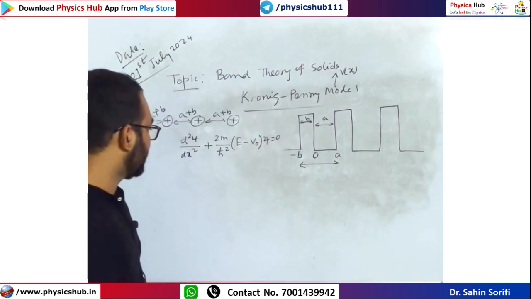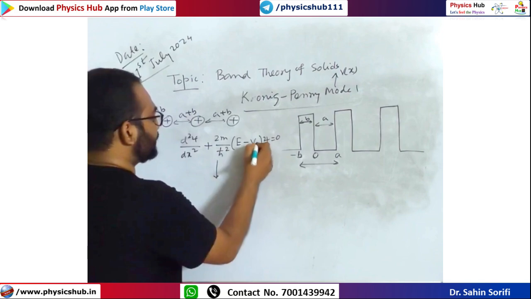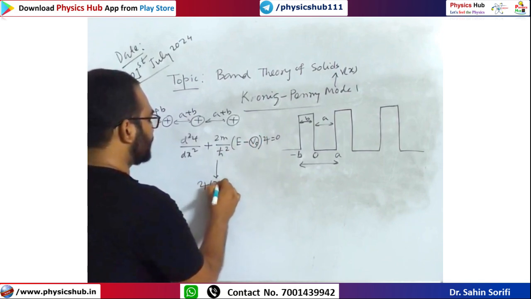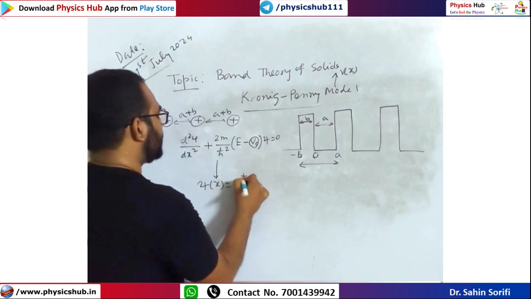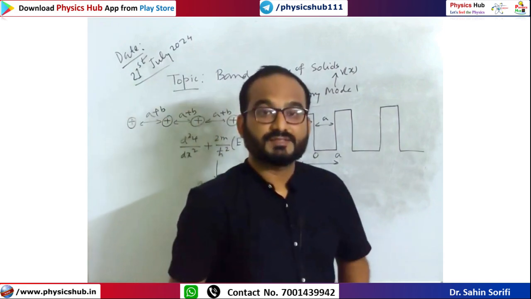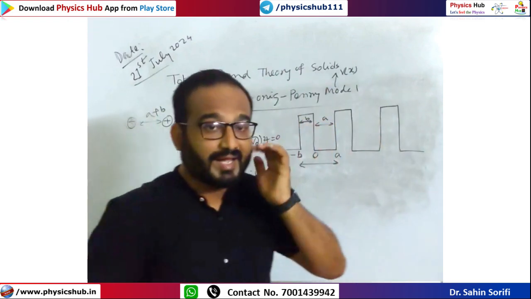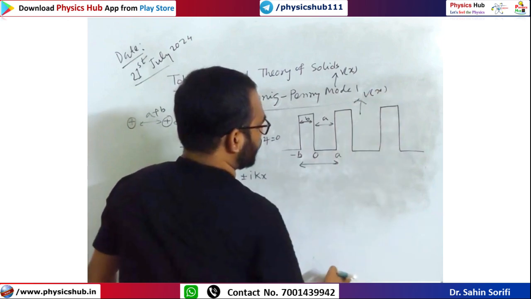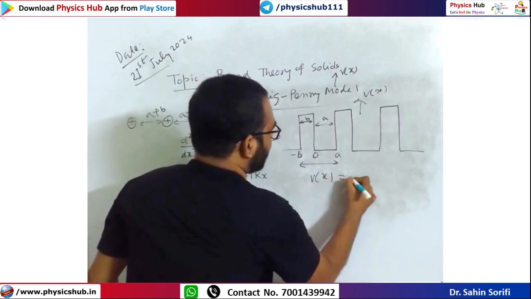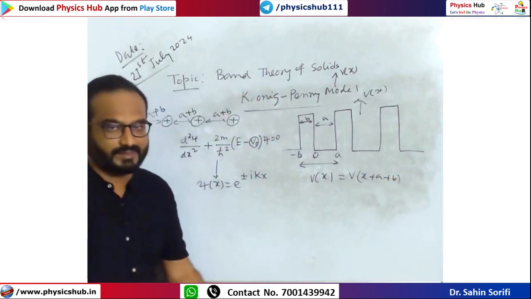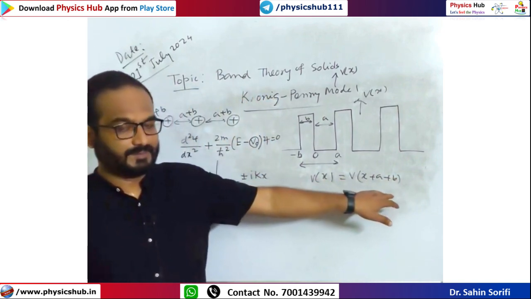You get this one, and for this V0 is a constant potential. For this constant potential you get a solution like this, e to the power plus minus i k x. When you replace this constant potential by a periodic potential V of x with a period a plus b, you can write V of x is equal to V of x plus a plus b.